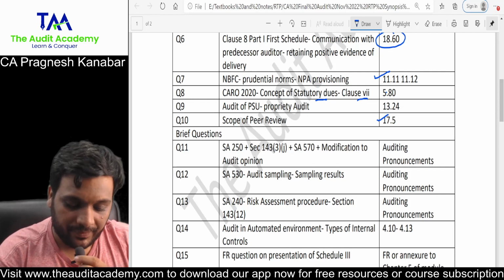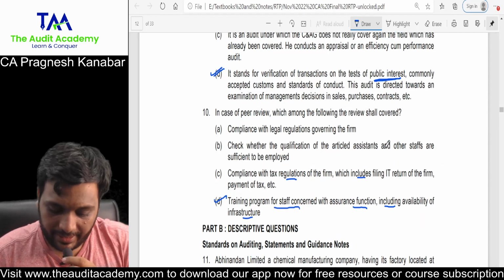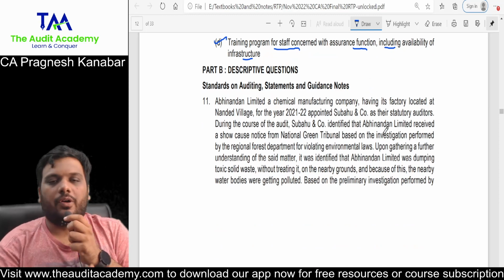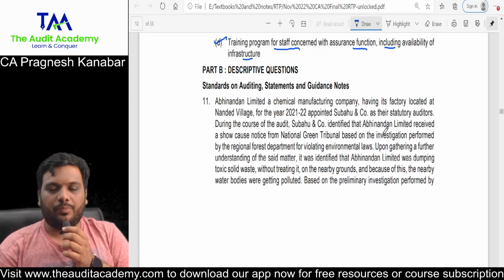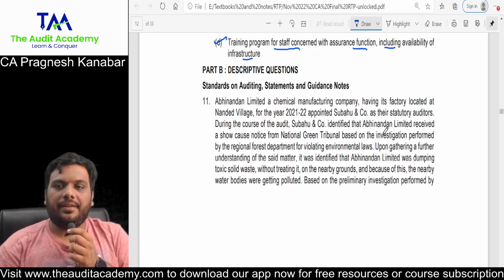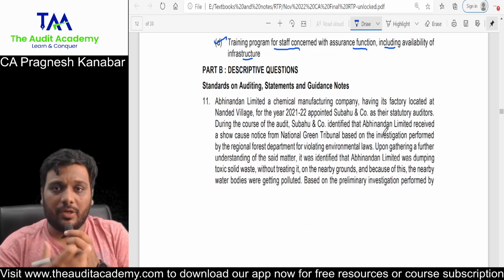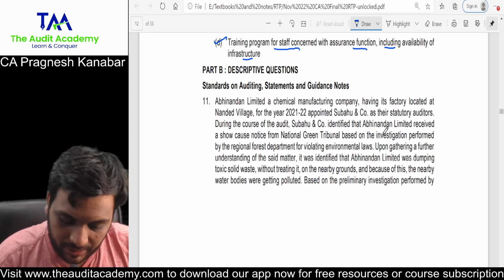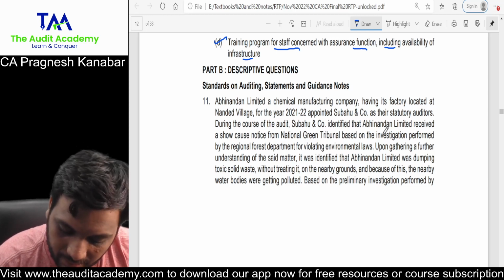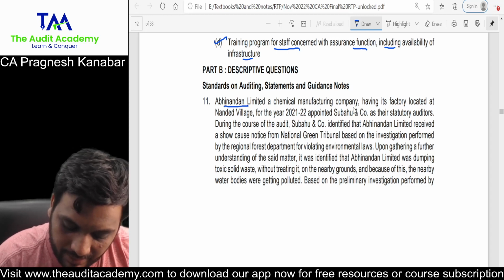All right, okay. Now moving ahead, descriptive questions. My God, one or two questions over here were superb. So question number 11, I will give you a synopsis very clearly because my objective is to ensure that we are focusing on the material points. So in question number 11, this company has its factory somewhere in a village.